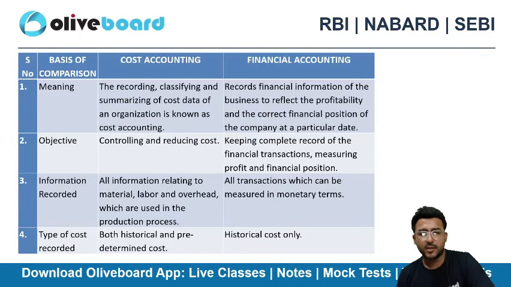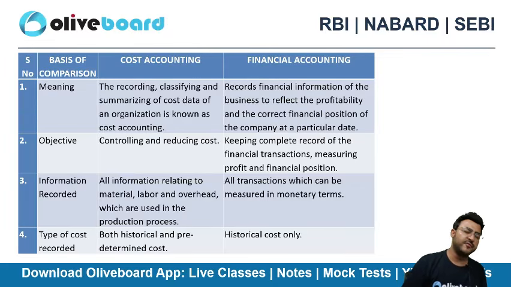Okay. Cost accounting, management accounting. Cost accounting, we are concerned with ascertaining the cost of the production. Financial accounting, we just want to ascertain the profitability. We just want to make the financial position, balance sheet.